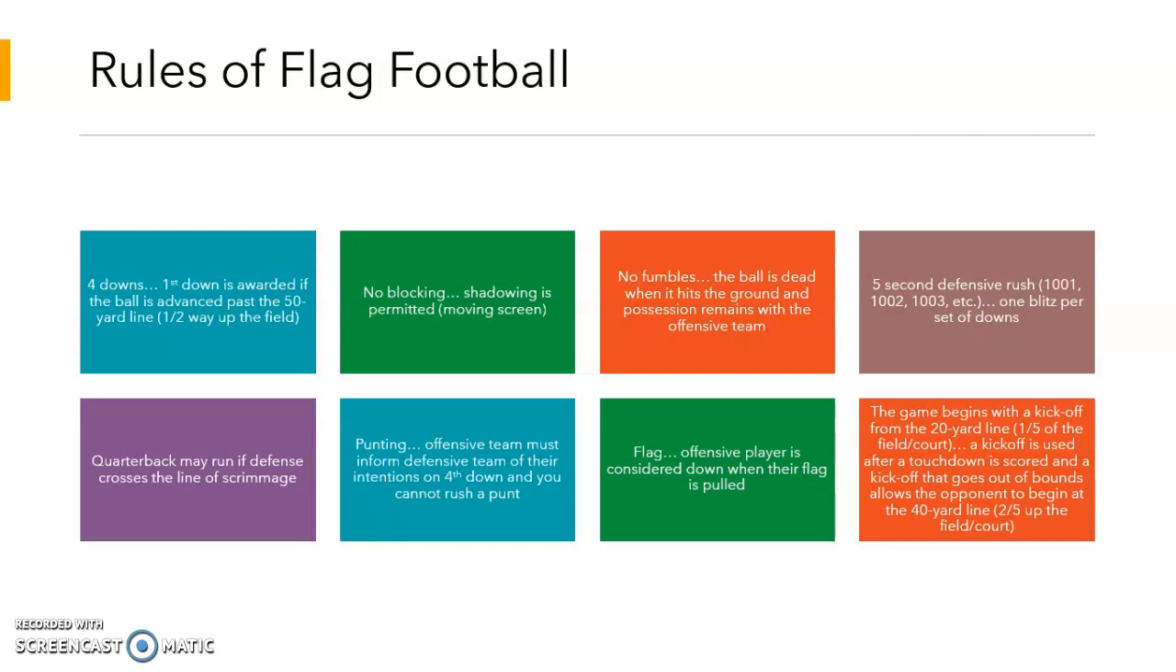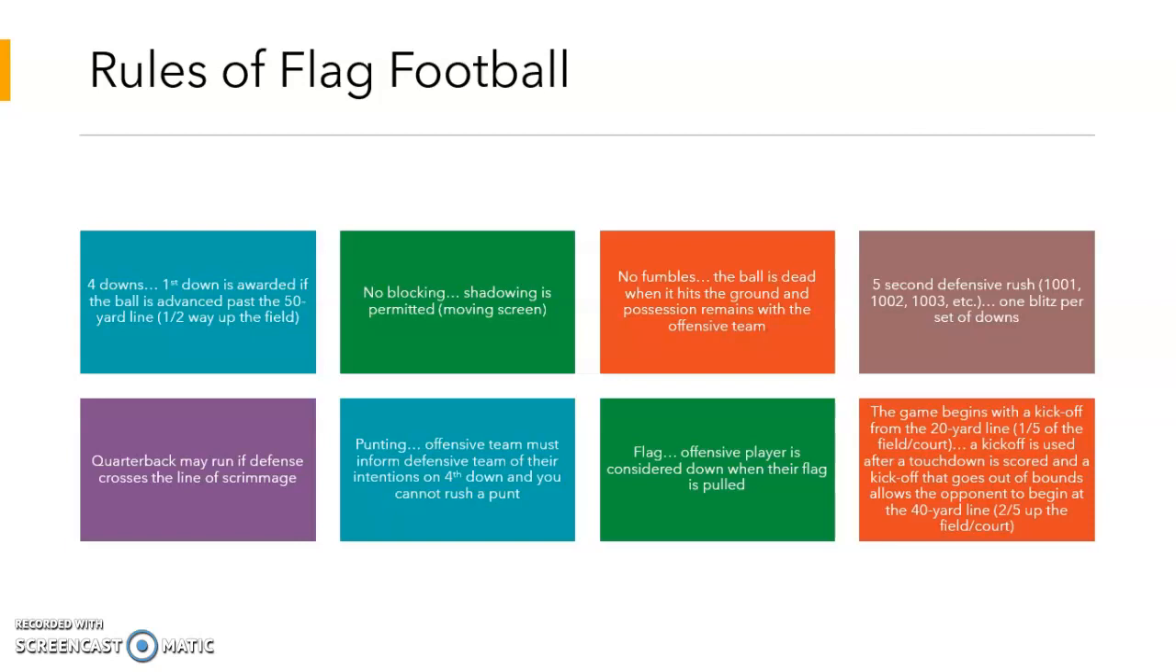There is no blocking allowed. However, you can shadow, which is kind of like a moving screen. So you can move in front of the defender to block them from getting to your quarterback. There are no fumbles in flag football, so the ball is dead when the ball hits the ground. So if someone's running and they fumble the football, the play is dead. The offensive team receives the possession back.